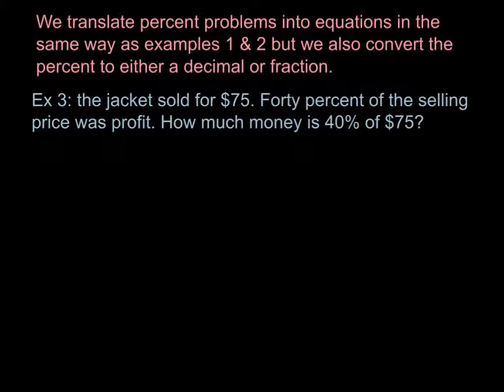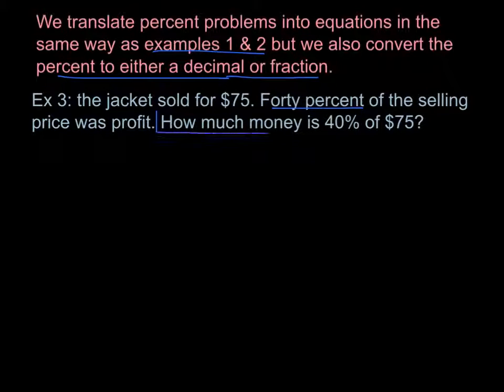We can translate percent problems into equations in the same way as we did in examples 1 and 2, but we have to convert the percent to either a decimal or a fraction. Let's take a look at example 3. This will make more sense. The jacket sold for $75. 40% of the selling price was profit. So how much money is 40% of $75?